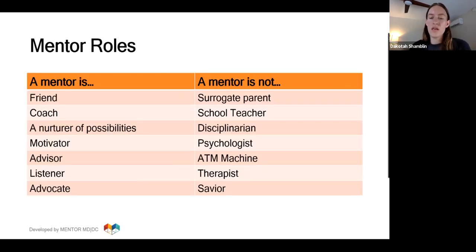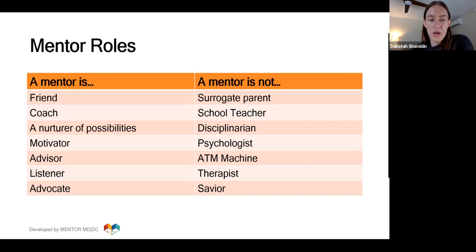So mentor roles, you've probably seen this chart a few times. If not, this is a pretty popular way of defining what a mentor is and what a mentor is not. You could pick a few from here. You could also add on to this chart. This is a chart created within PowerPoint. So you could pick a few that relate to your program specifically, but basically, these are professions that you could obviously have outside of being a mentor, but your role in this relationship is a mentor. So you're a friend, a coach, a nurturer of possibilities, a motivator, advisor, but you're not a parent, a teacher, a disciplinarian, psychologist, ATM machine, all of these things.